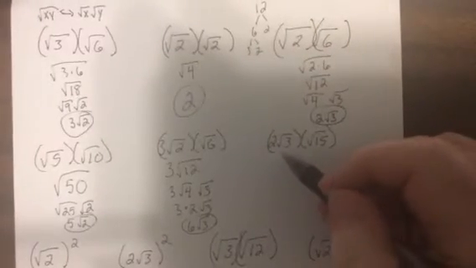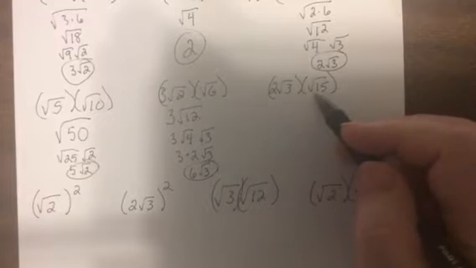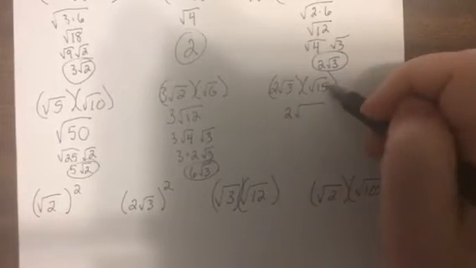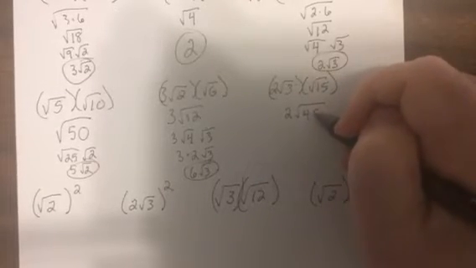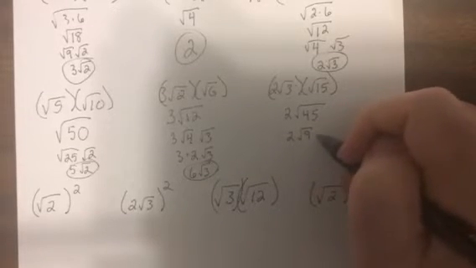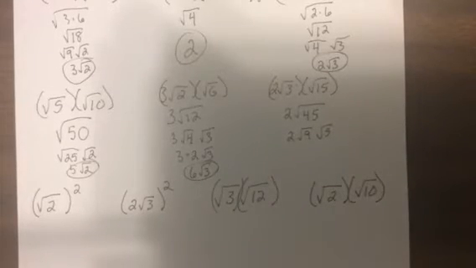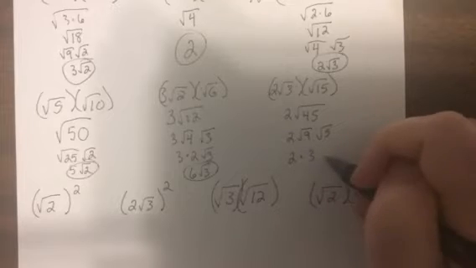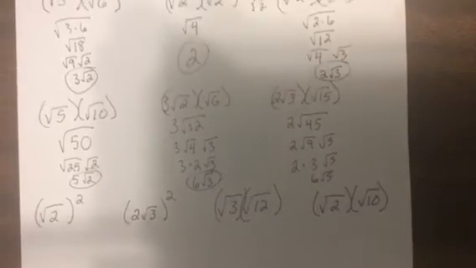So this one: 2 times 1 is 2. Let's bring it up, easier to see. So that's 2. Square root of 3 times 15 is 45. And 45 is 9 and 5. 9 is the perfect square because there's two 3s that go into 9. So it'd be 2 times 3 times square root of 5, which is 6 square root of 5. Woohoo!